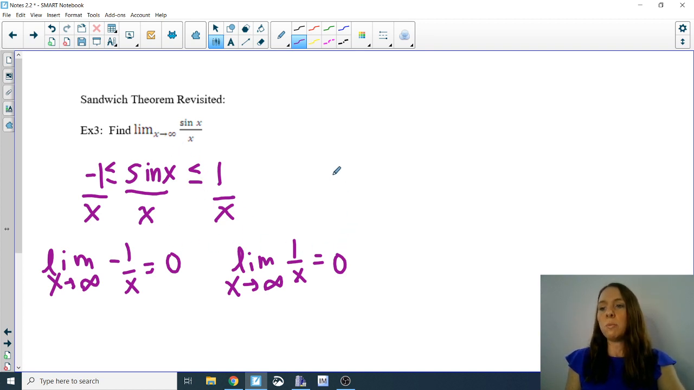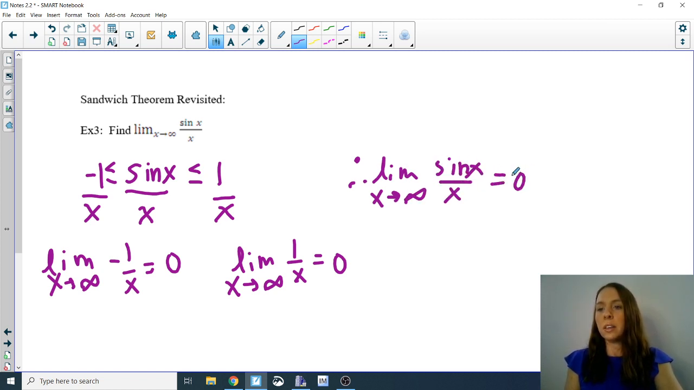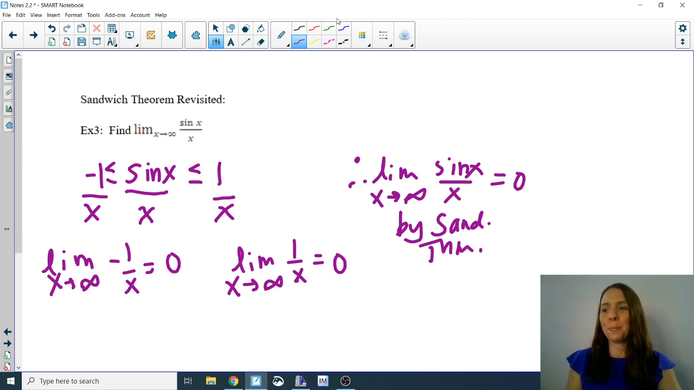And since these do match, we can say, therefore, the limit that we're looking for, which is the limit as x approaches infinity of sine x over x, is also equal to 0 by the sandwich theorem. I'm just going to abbreviate that. Okay.